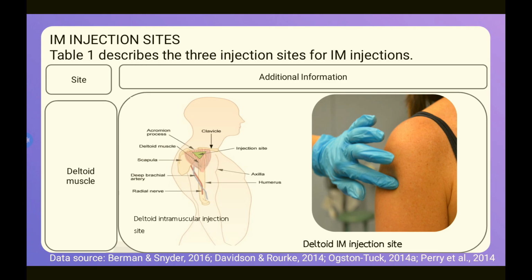As you see in the next two images, on the left is the green triangle. This is the safe injection site at the deltoid. We see the scapula, the deltoid muscle, the acromion process, the clavicle, and the injection site. We see the axilla, the humerus, the radial nerve, and the deep brachial artery, and we should take careful note of the radial nerve because these nerves are very important to the body. On the right, we see the nurse landmarking the site of the deltoid to inject the medication.